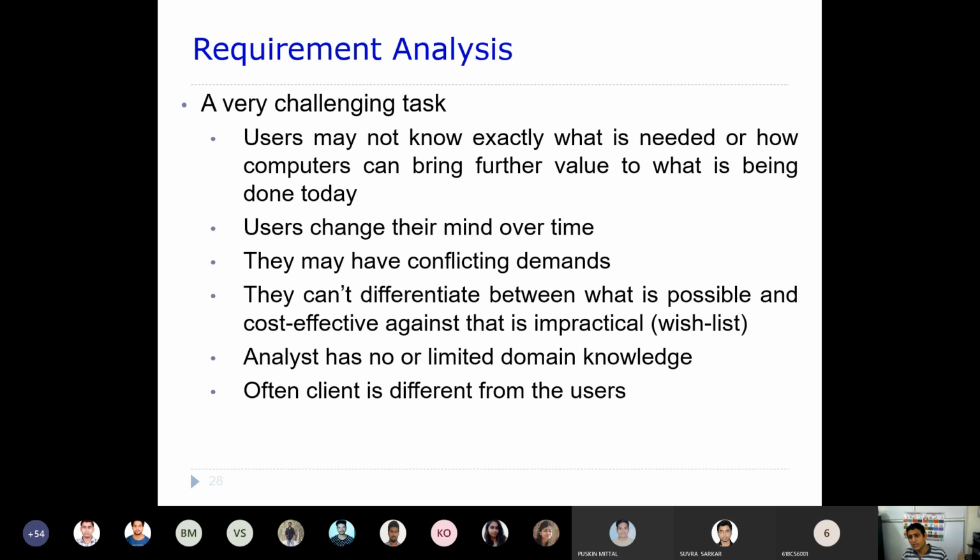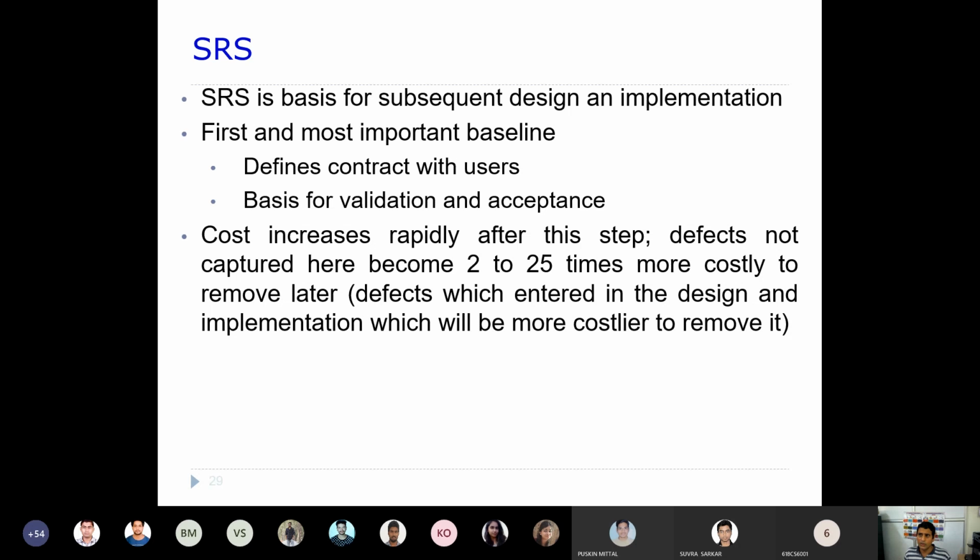Users are the people who are going to use that particular software. Let's say an officer in a bank. He or she is the user of that particular system. But the bank is the client for the company. Okay, do you understand? So usually the client is different from the users. That is the reason why you need to understand properly what the users' requirement is, not only the client's requirement.